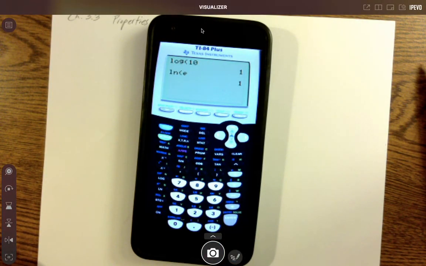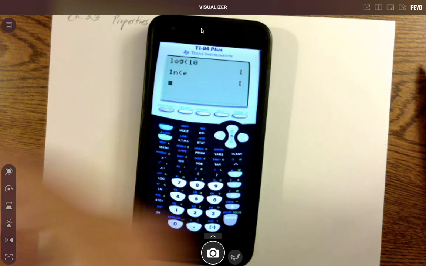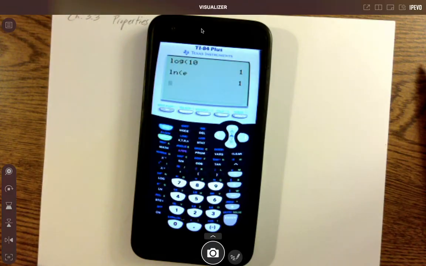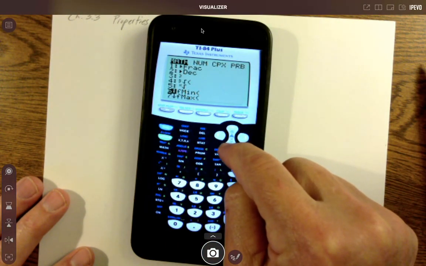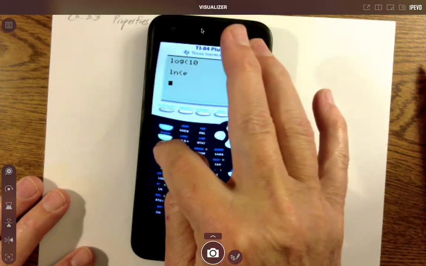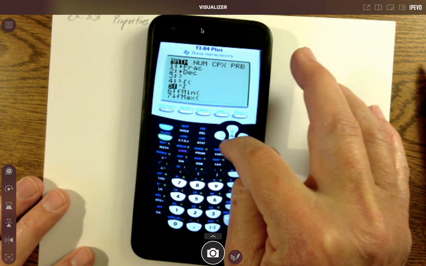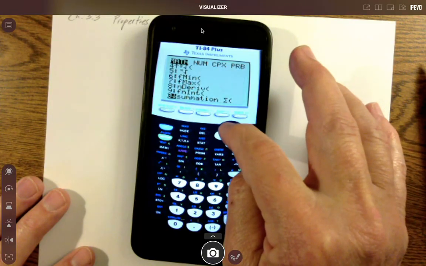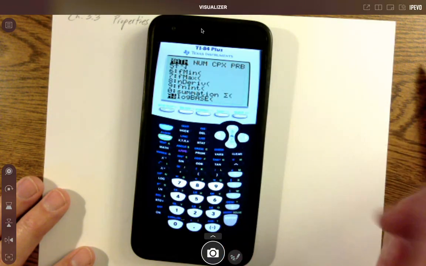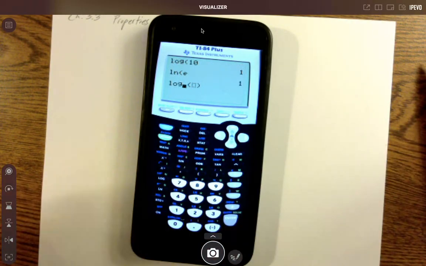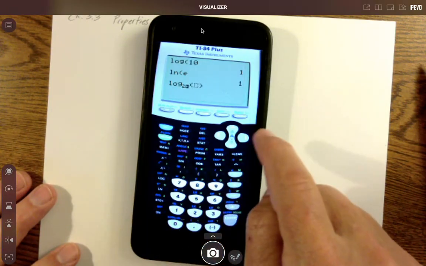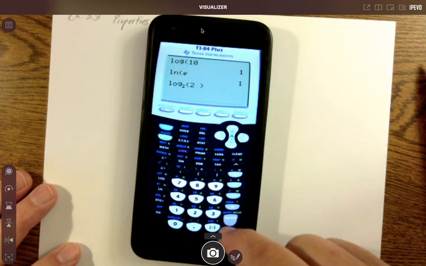Now, if you want to take the log of some other base besides base 10 or base e, on this calculator you just go to math and scroll down. It's right there, log base. When you choose that, it opens up two variables, one for the base. So I could do log base 2 of 2, which will give me 1.